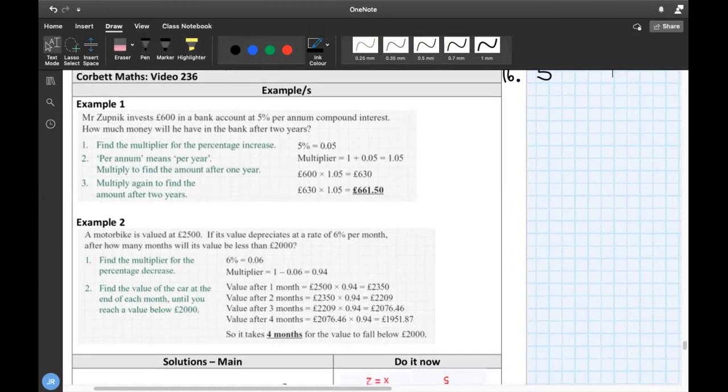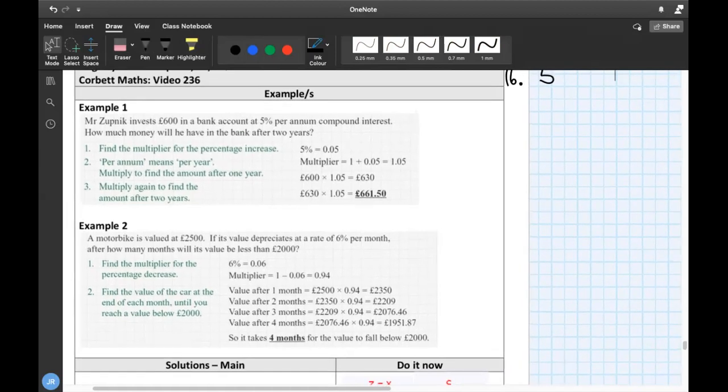So let's have a look at some of these examples. The first new language that we will have come across earlier in the year is interest. Okay. There are 2 types of interest we're going to learn about this year. We've got compound interest and simple interest. Simple interest we do not need to do in this activity, but I'm just going to show you a quick example just to show you the difference between the 2 of them.